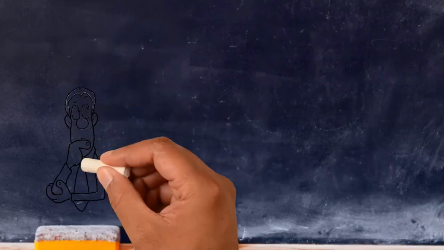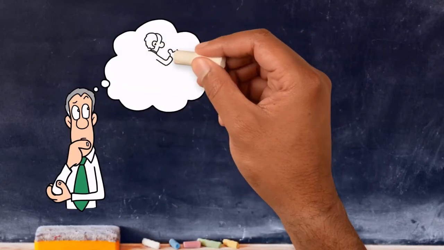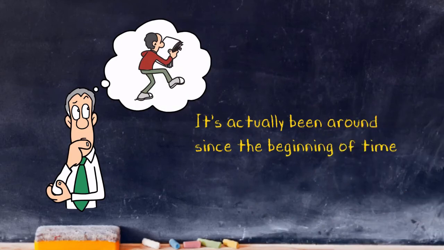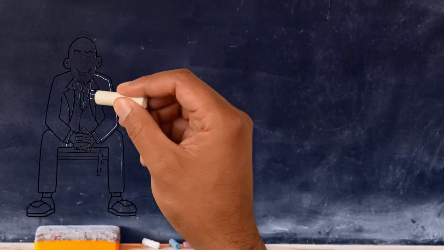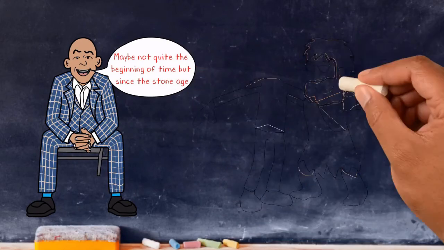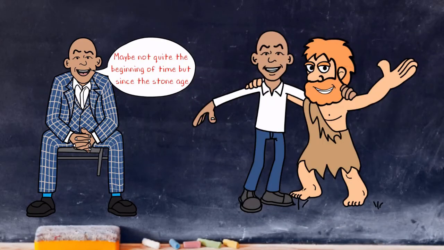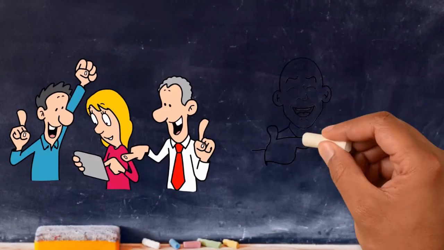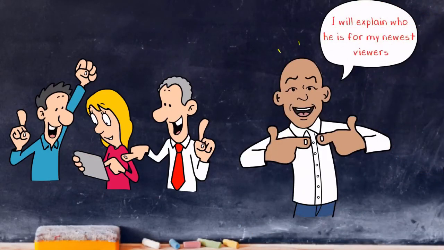You might think that strategic management is something that has recently crept into the language of business, but it's actually been around since the beginning of time. Okay, maybe not quite the beginning of time, but certainly since the Stone Age. Let me explain with a little help from Rab the Rockstar. Regular viewers will be very familiar with this little guy, but I'll explain who he is for my newest viewers.